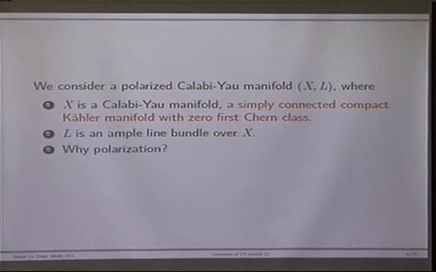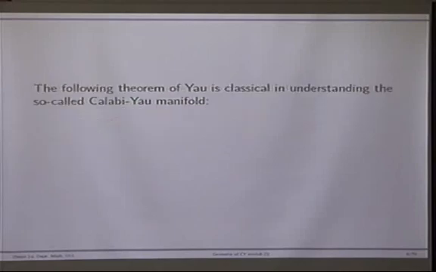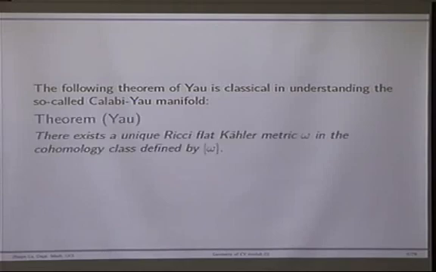So the natural question is why we need the polarization instead of studying a Calabi-Yau manifold alone. From the algebraic geometry point of view, this is quite obvious. From the differential geometry point of view, it is because of a classical result of Yau. Almost 30 years ago, Yau proved the following: for a compact Calabi-Yau manifold, given any Kähler cohomology class, there exists a unique Kähler metric which is Ricci flat. The uniqueness is up to a fixed cohomology class omega. In other words, if you don't fix a cohomology class, there are infinitely many different Ricci flat metrics.